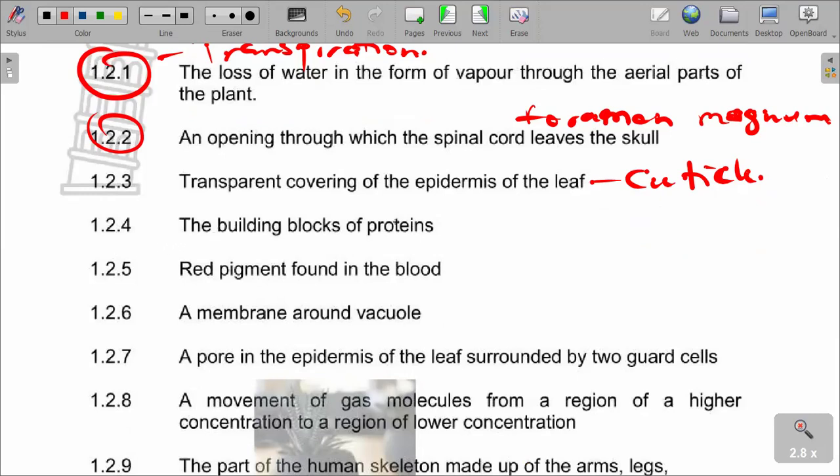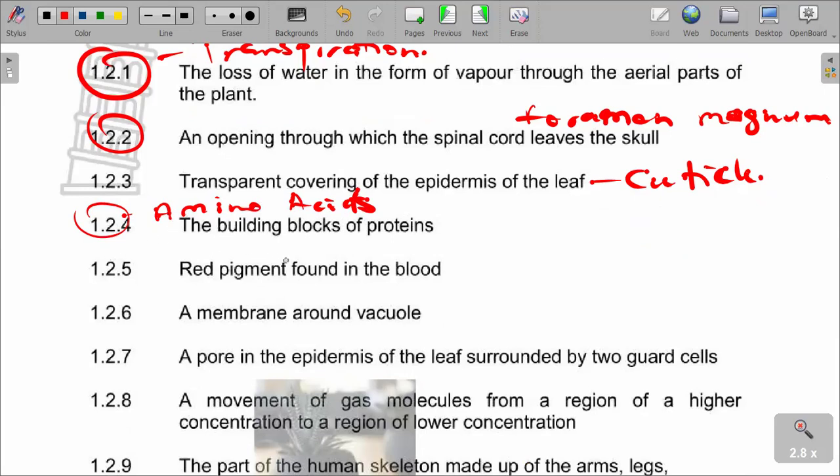Building blocks of proteins. Proteins are made up of amino acids. These are the building blocks of proteins. Amino acids form proteins.